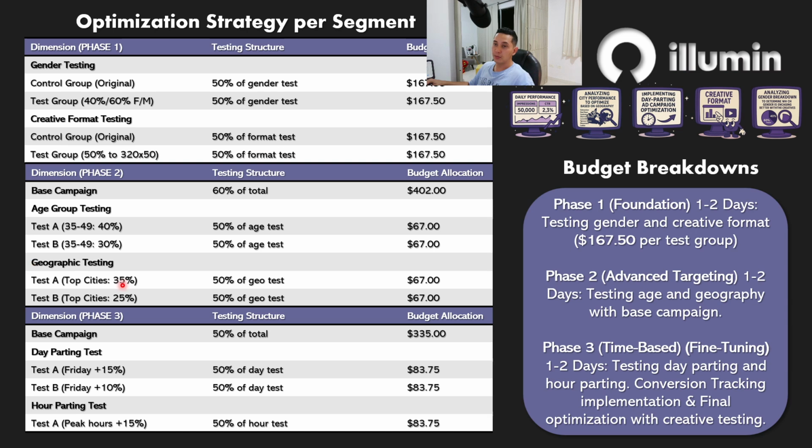The same story for the geography testing. The idea is to maintain the base campaign while running parallel tests on the age groups and the geographic targeting. On phase three, we introduce the day and hour parting tests while implementing conversion tracking.